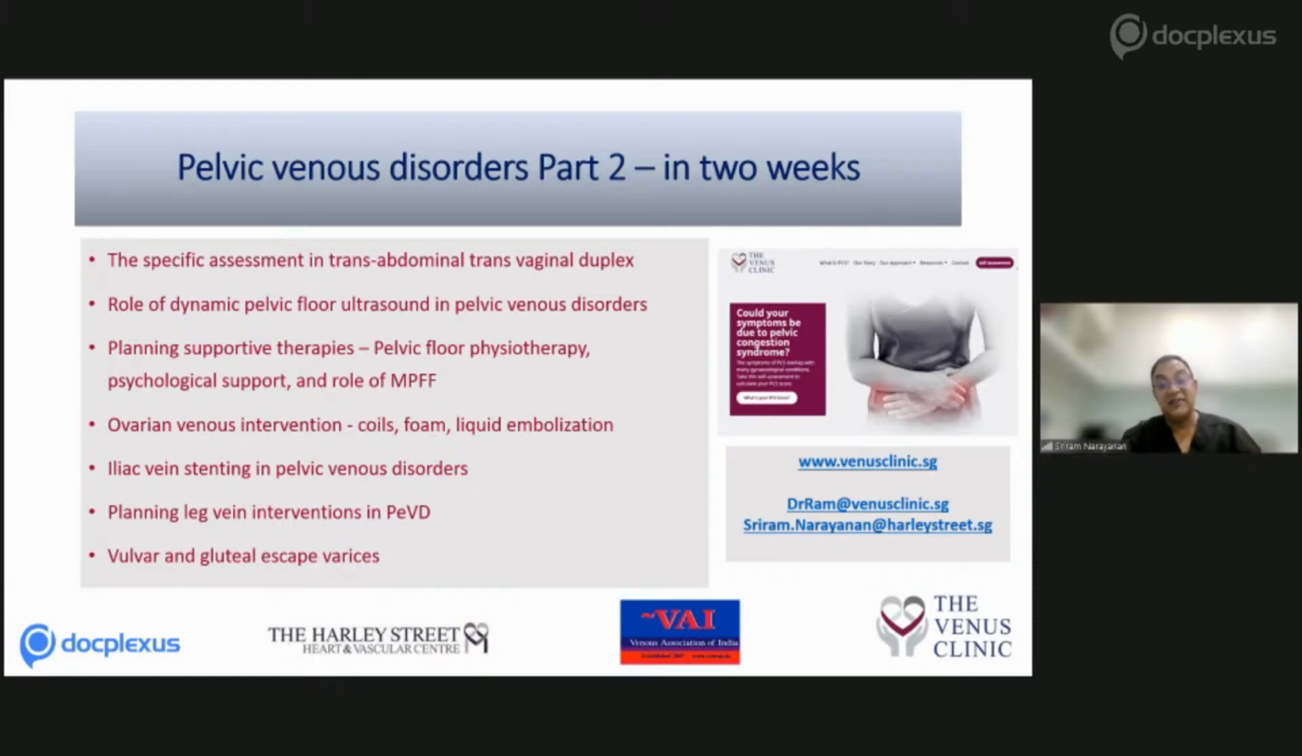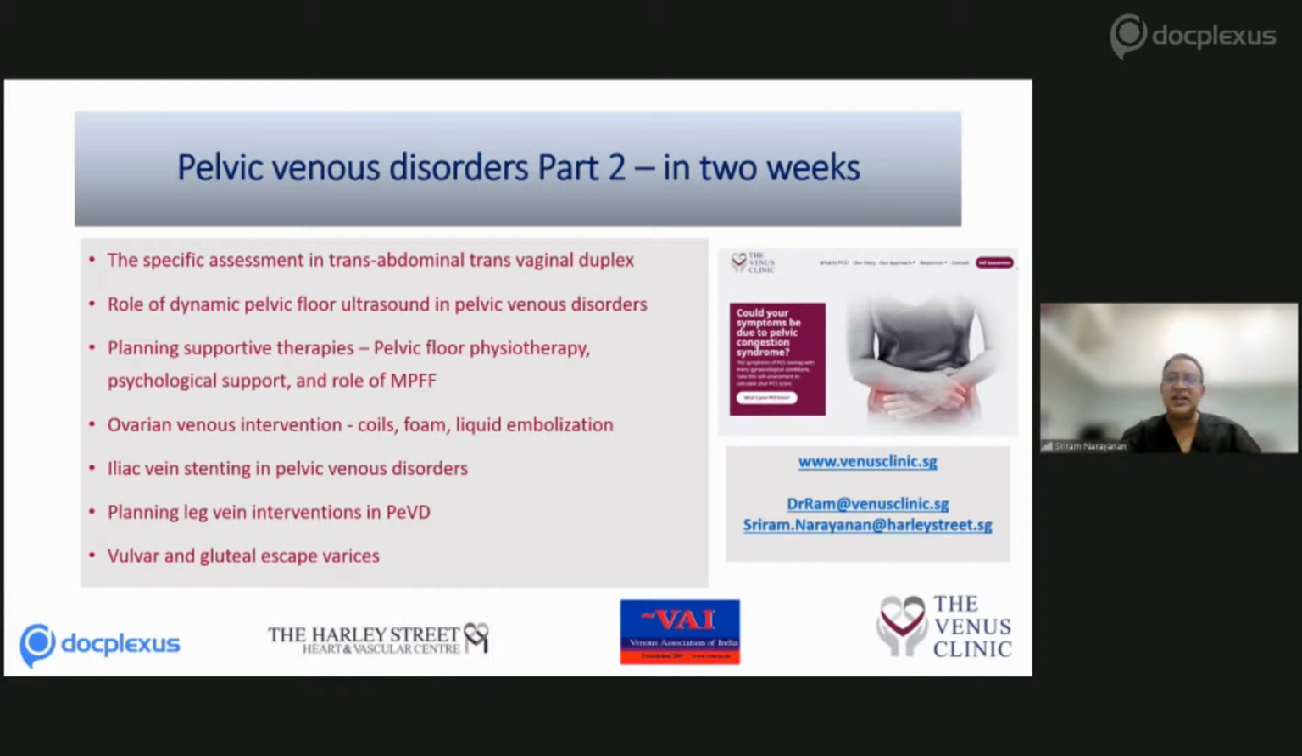Do you do the leg first and then the pelvis? Do you do the pelvis first and then the leg? Do you do both together? Or do you just treat them with compression? So we will talk about that and how to make those choices. We will talk about how to deal with vulvar and gluteal escape veins and varices, which are often associated with the pelvic venous disorder. And I will briefly go over open gonadal vein transposition the next time for those who might be interested in that kind of open surgery.